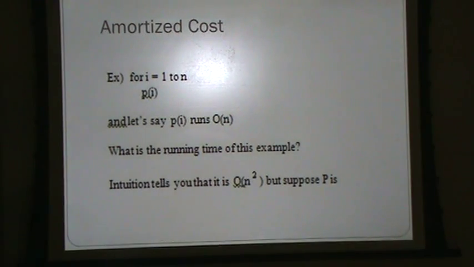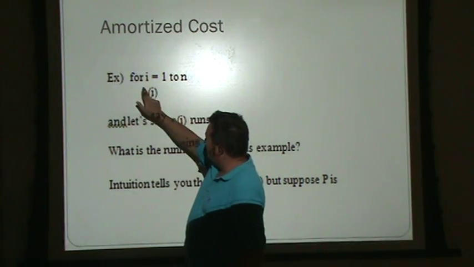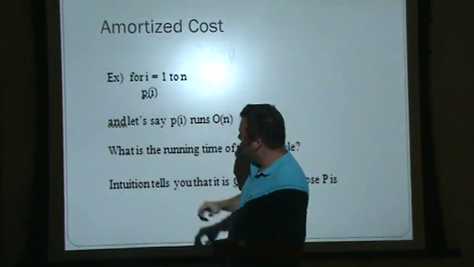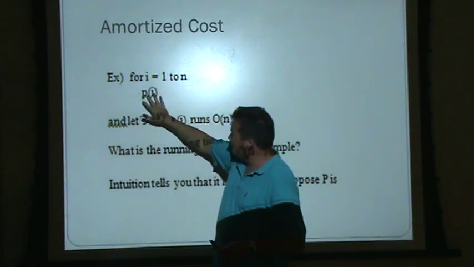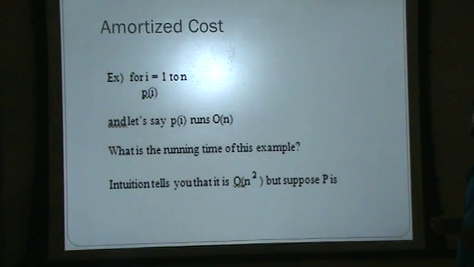Okay, so now a slightly different topic, but this is going to come up. When we're doing our accounting of what the running time of an algorithm is, suppose we had a piece of code that looked like this: for i equals 1 to n, call some procedure. And if I told you that that procedure has a running time of linear, what would you think the overall running time of this algorithm is?